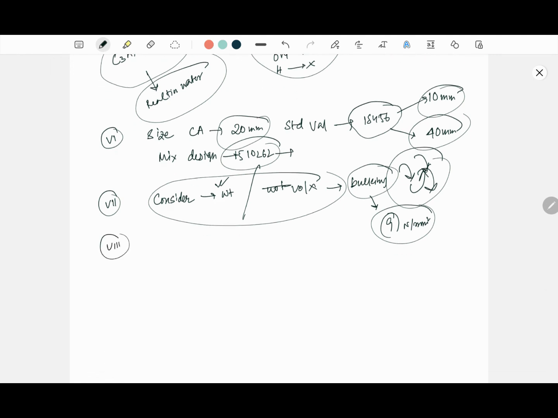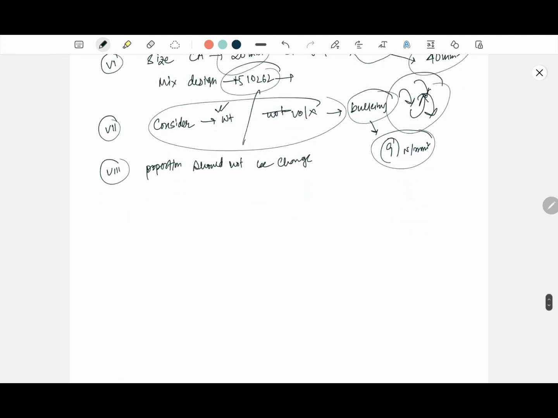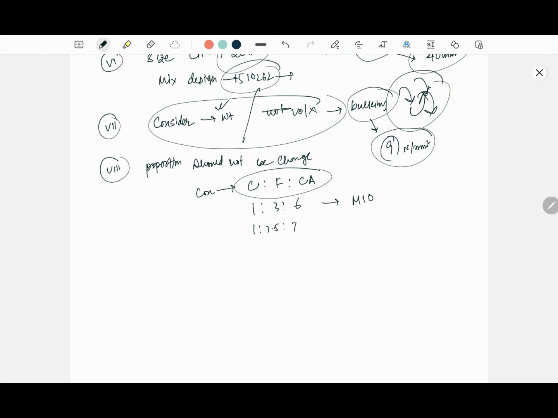The last property is that proportion should not be changed. What proportion? I am telling you that concrete comes from the mixing of cement, fine aggregate, coarse aggregate. So there is some proportion, maybe 1:3:6, that is for M10. Suppose due to your absence, your ignorance, your carelessness, your labor does 1:3.5:7. Is it equal to M10? Never possible, never. So that is why stick to your proportion till the work is done.